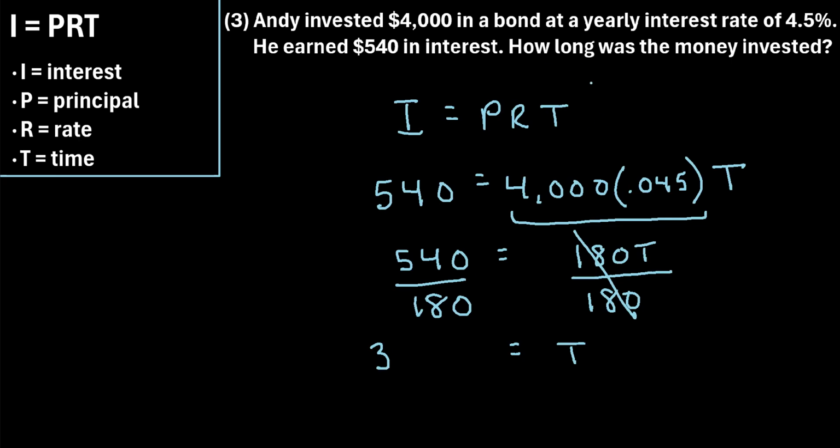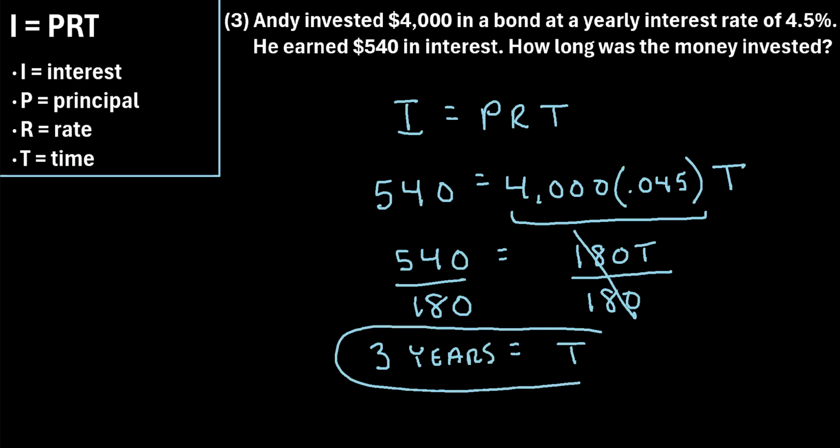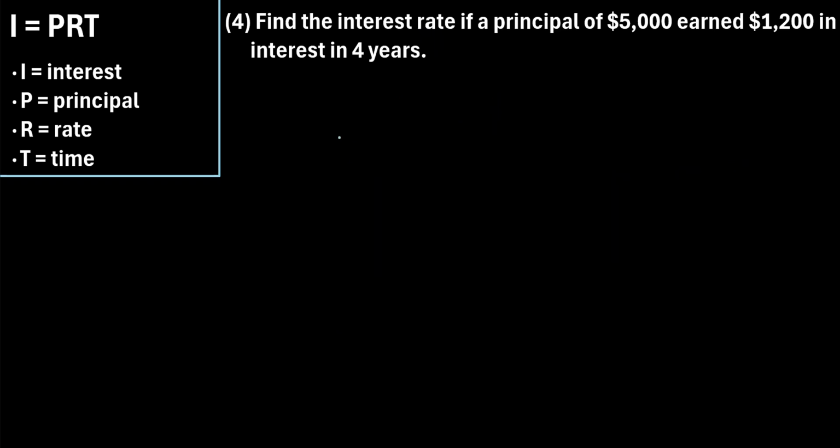And remember, the units we're talking about are years. So we can say 3 years. So that's our final answer. That is how long the $4,000 must have been invested. All right, let's try one more problem.